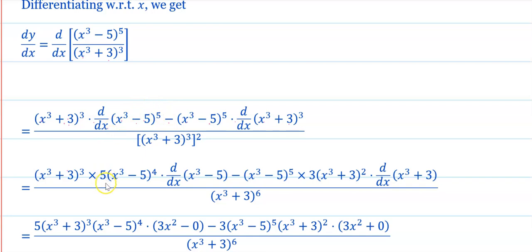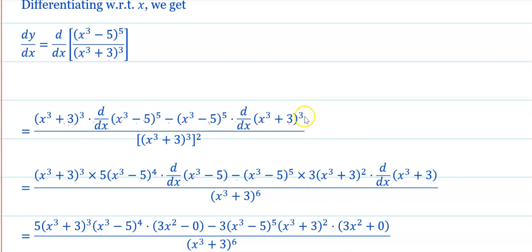which is the 5 into x cube minus 5 bracket is to 4. Again it is a composite. Therefore we will find out the derivative of x cube minus 5. There is a ddx of x cube minus 5. Okay. This part is over here. Next, minus sign. X cube minus 5 raised to 5. ddx of x cube plus 3 bracket is to 3.